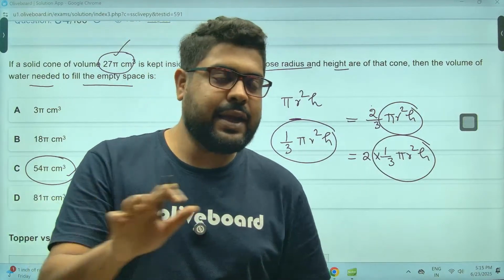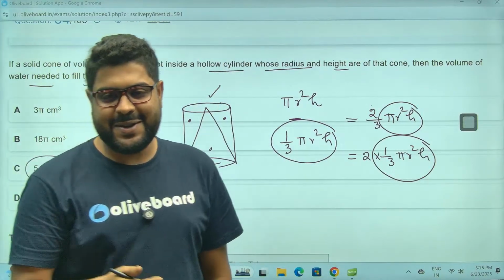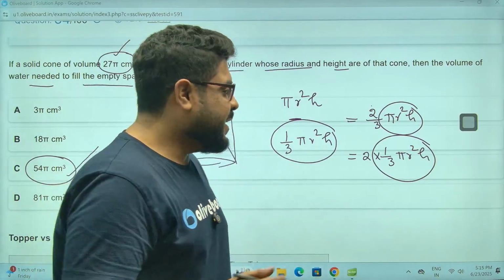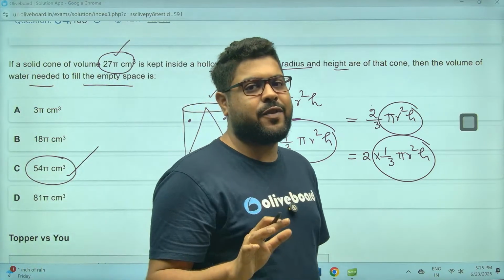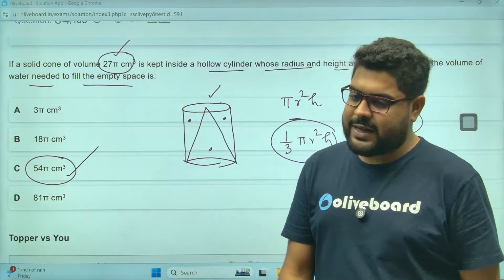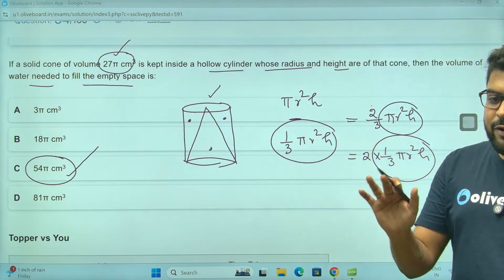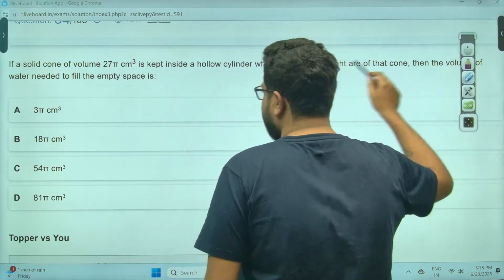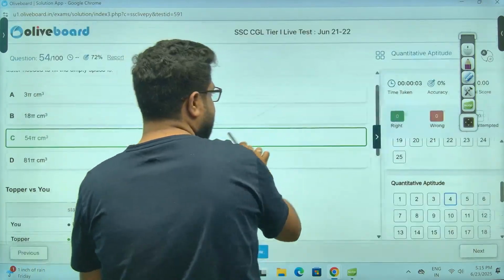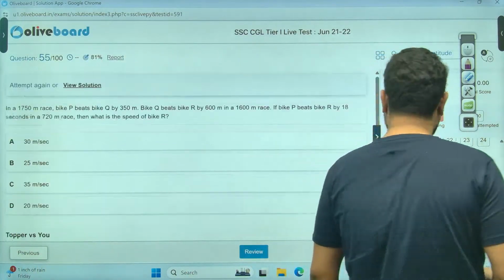Achha. Just one disclaimer. It's raining absolutely crazy out. So if something like connection or electricity goes, just wait for a second, I'll come back as soon as possible. Hopefully nothing will happen, but again, that's the contingency if something like that happens. Chalo, option 3 was the answer.